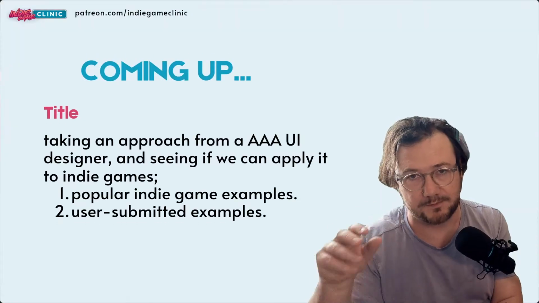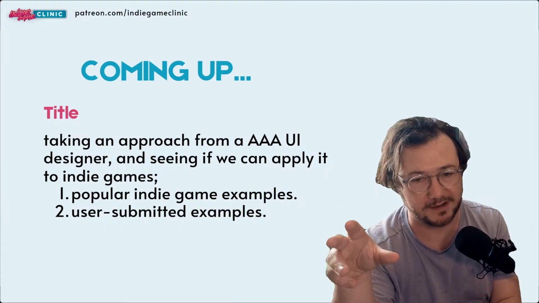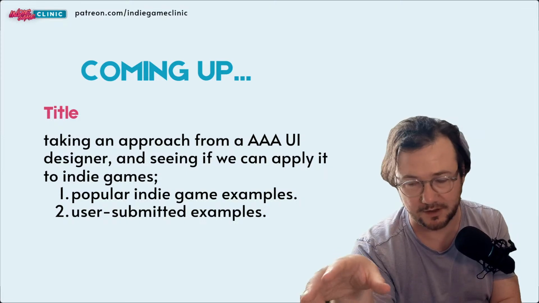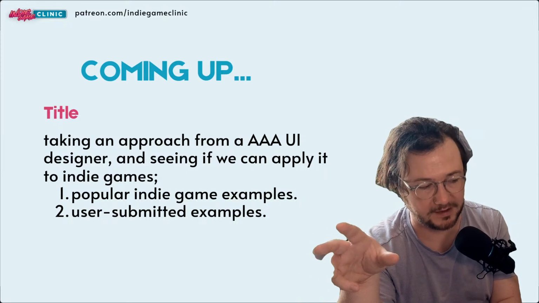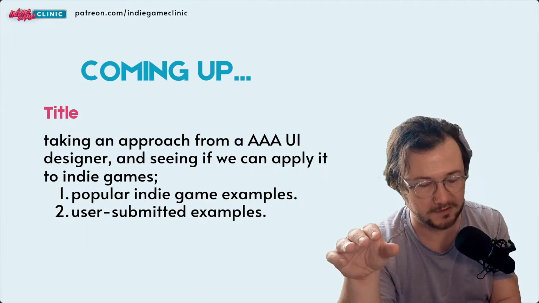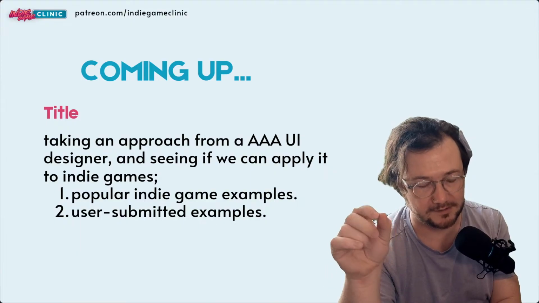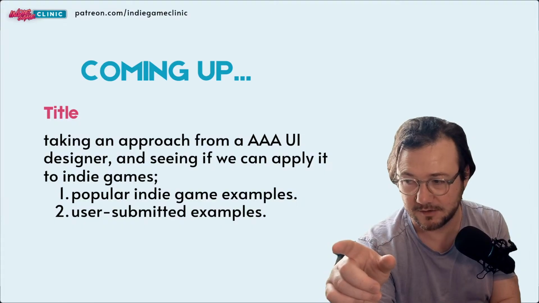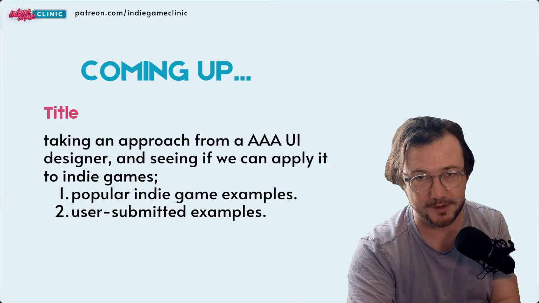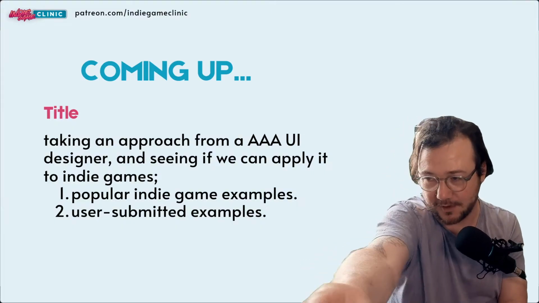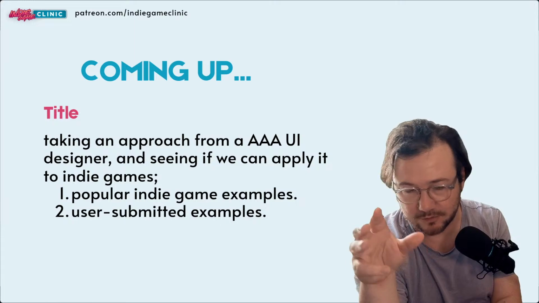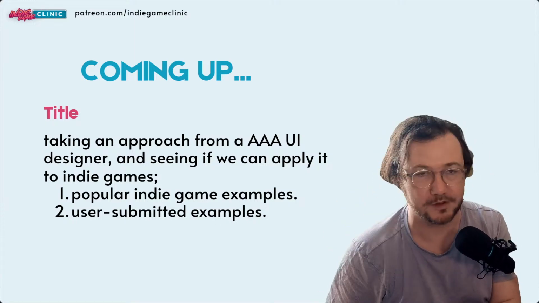I'm going to be doing a couple of things, but the main one is taking an approach from a UI designer from a AAA studio that I found in a GDC talk, and then seeing how much of it we can apply to indie games. We'll apply it to some popular examples of indie games, so you'll see indie games pop up on the screen and you'll know what they are. You can point at the screen and go, I know that game, like the Leonardo DiCaprio meme. Or you can say, I don't know that game. I've tried to make sure that they're all labeled, so if a game looks cool, you know what it is.